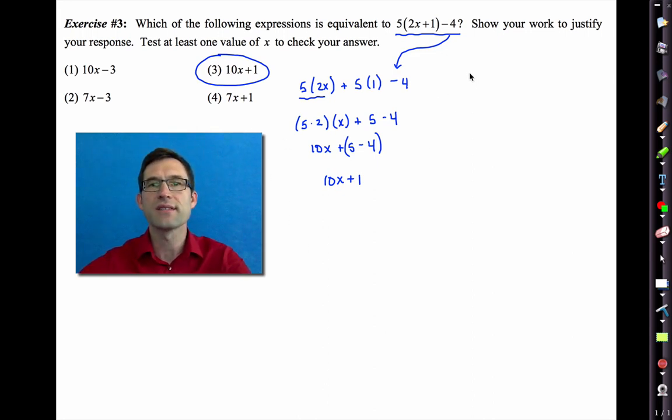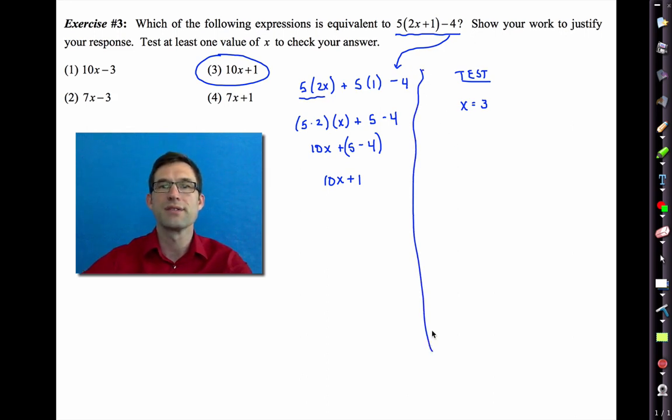Now, how can we test this? This is kind of cool. Where should I put the test? Anyway, let's put it up here. Now, I want to grab an x value. What x value should I grab? Let's grab x equals 3. Grab something that you feel confident to work with. And what I'm going to do is test the two expressions. Let me put a little line here to separate it.